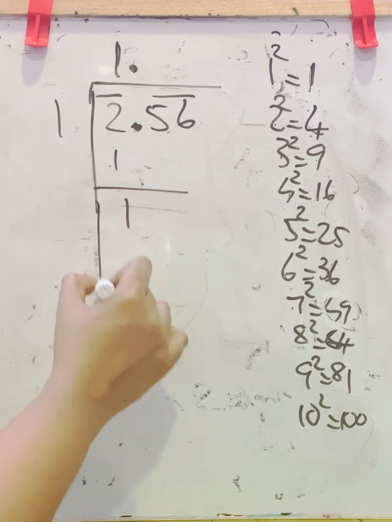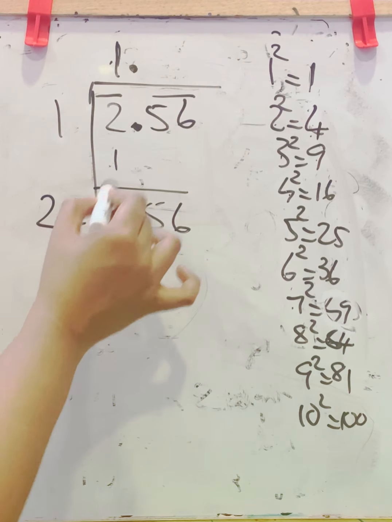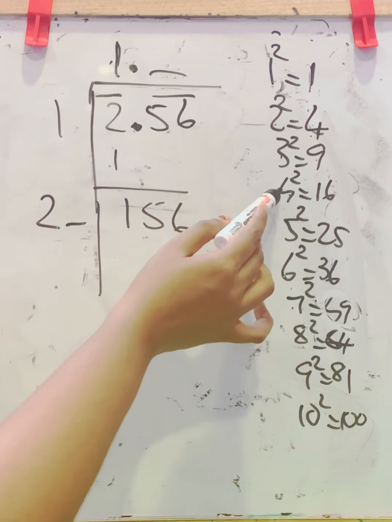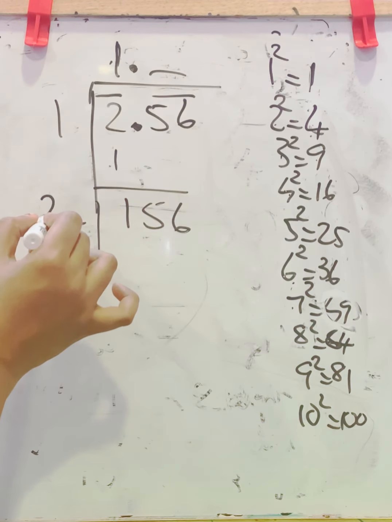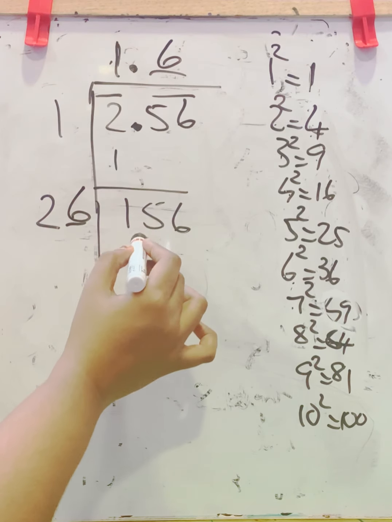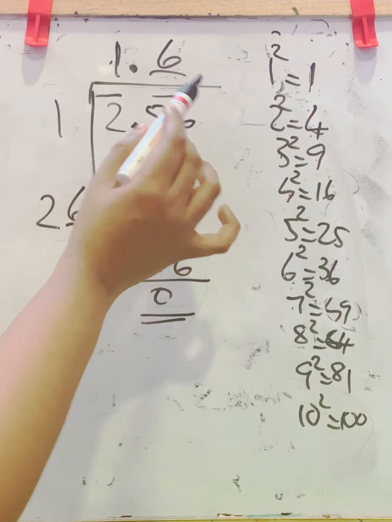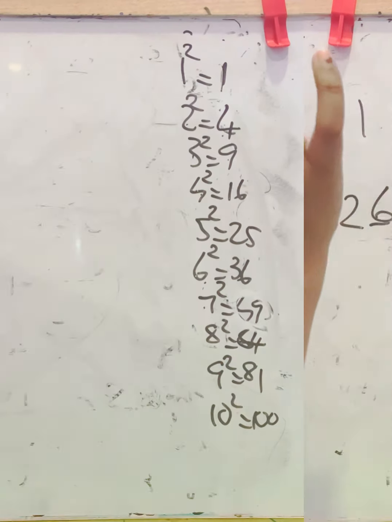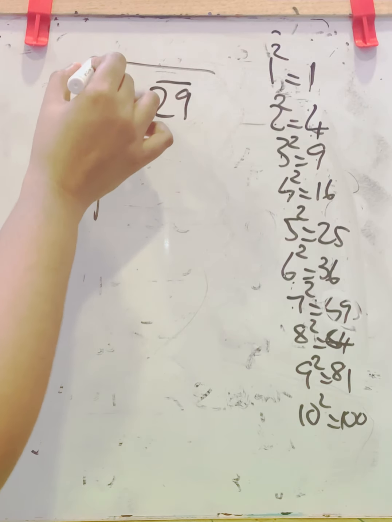Okay. So now carry down this 56. Now double this one. 1 2s are 2. Dash and dash 6. It is either 4 or 6. Now checking with 4, you will get it is not the answer. The perfect answer is 26 into 6, that is 156, 0. So the square root of 2.56 is 1.6. Next is 7.29. Again pair it.